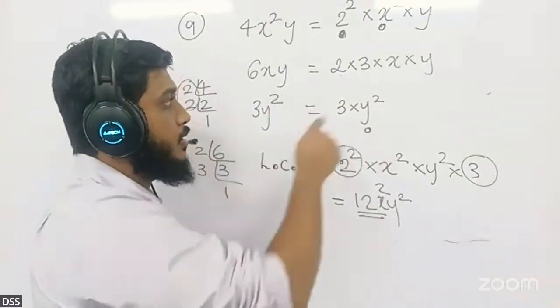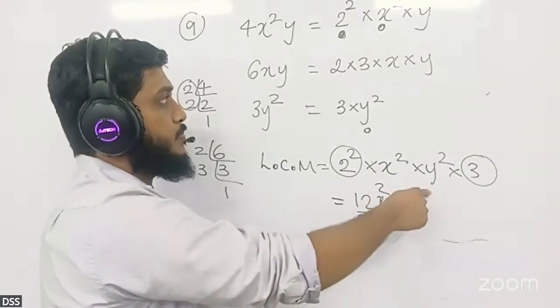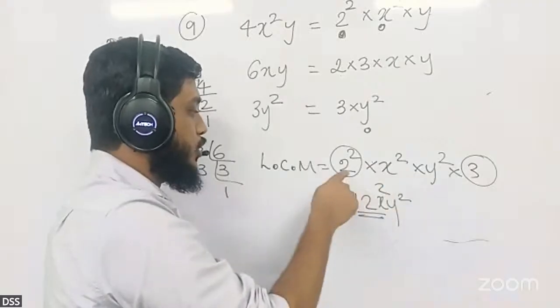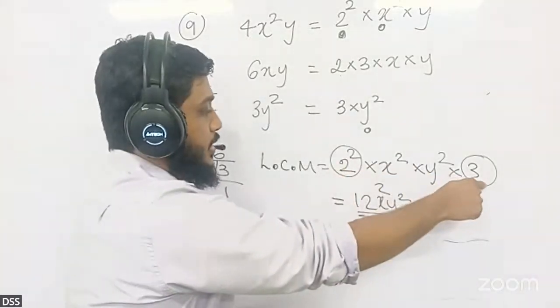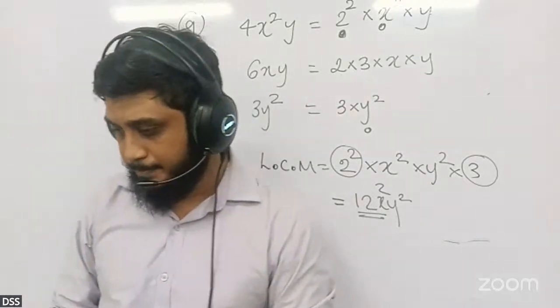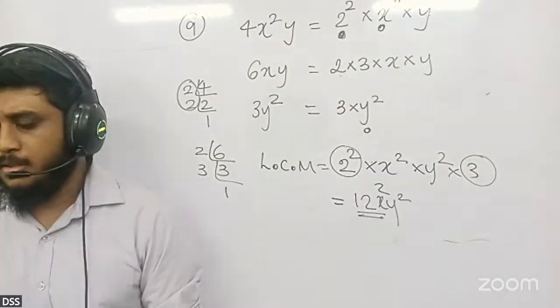Okay. So y family, when you see y squared is there, then you have to bring the y squared here. When you take the other families, you have 3 here, then bring the 3 here. So multiply everything. 2 squared is 4 and 3, 12, and x squared, y squared. So this is the answer for LCM. Is it clear? I hope it's clear, right?